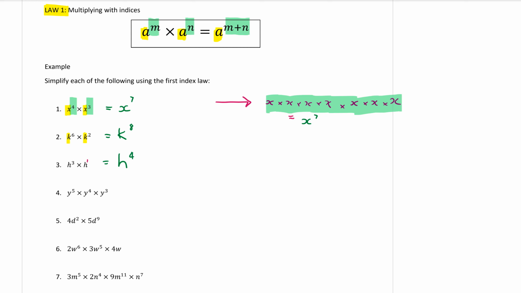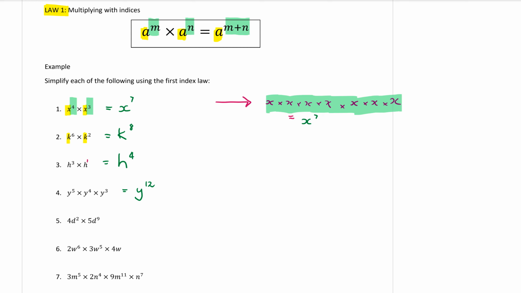Now it doesn't just have to be two things multiplied together. We can do 3 or 4 or as many as we like. As long as the bases are the same, which in this one the base is y, we add the powers together. 5 plus 4 plus 3, so that's 9. And 12 when I add on the 3.